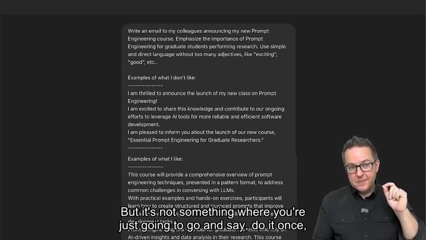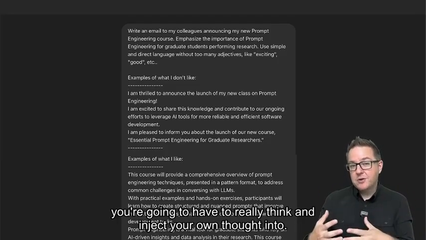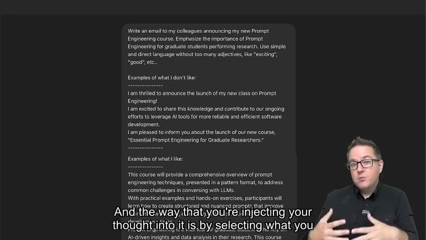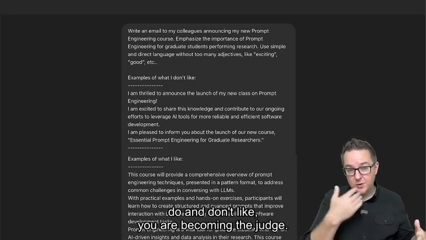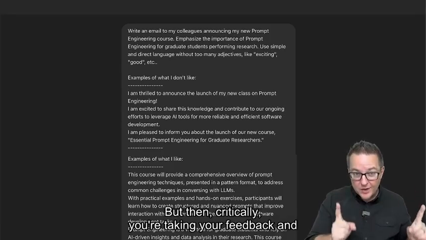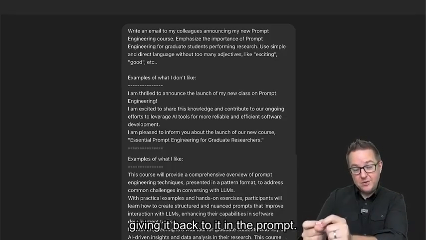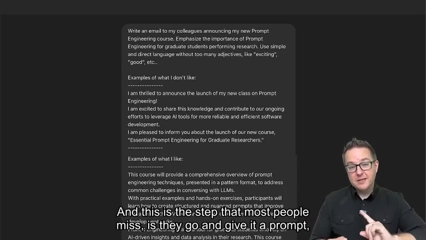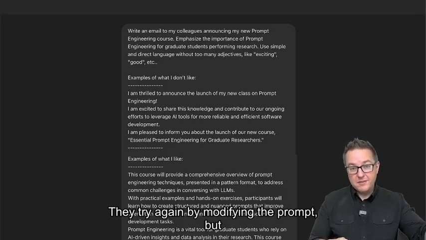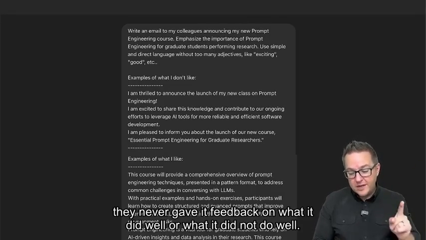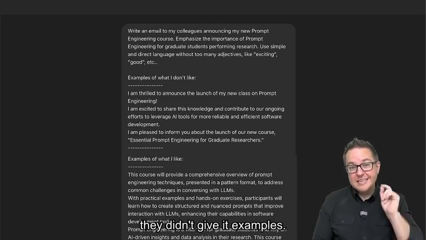But it's not something where you're just going to do it once. You're going to have to really think and inject your own thought into how you build this prompt. And the way that you're injecting your thought into it is by selecting what you do and don't like. You are becoming the judge, but then critically, you're taking your feedback and giving it back to the model in the prompt. And this is the step that most people miss. They give it a prompt, get output, don't like it, and try again by modifying the prompt, but they never gave it feedback on what it did well or what it did not do well. And they missed out on the power of in-context learning because they didn't give it examples.